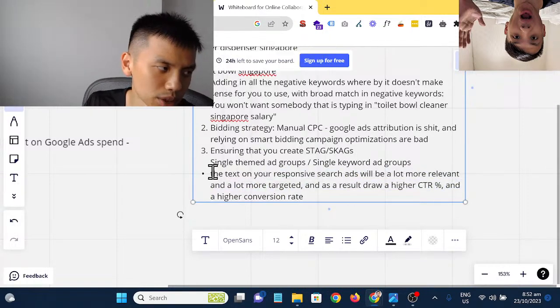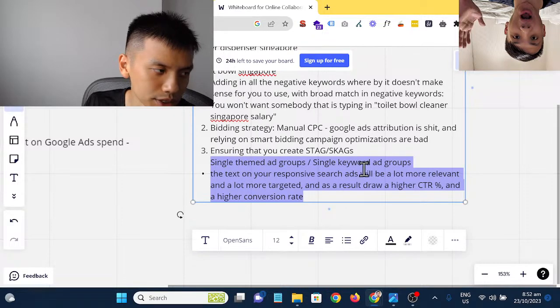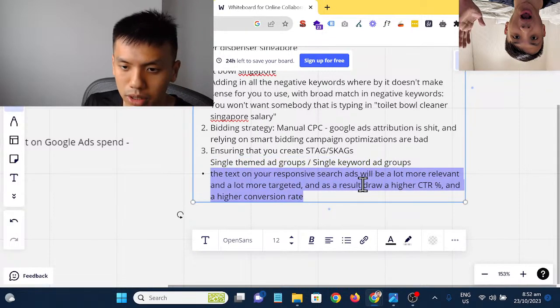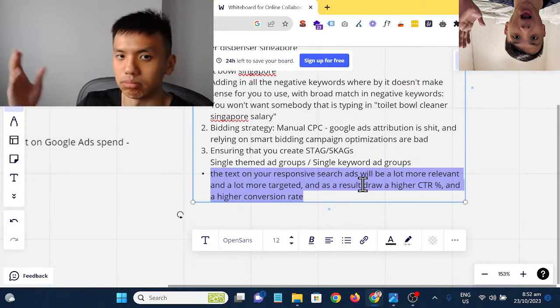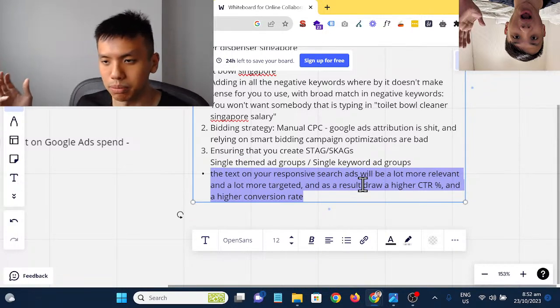So just making sure that your ad groups are of a single theme or a single keyword will create a lot more relevancy, and as a result make your overall campaign more profitable.